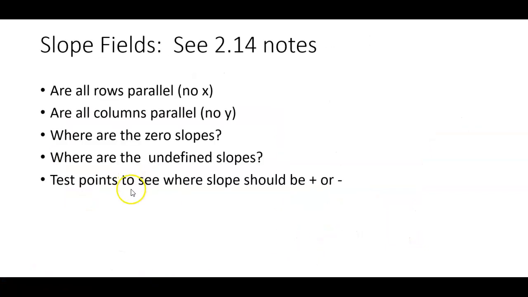Let's move on to number 5. For number 5, I'm not going to do any examples for you. I'm just going to remind you, look at your 2.14 notes. And just remember, if all the rows are parallel, then that means there's no x. If all the columns are parallel, that means there's no y.